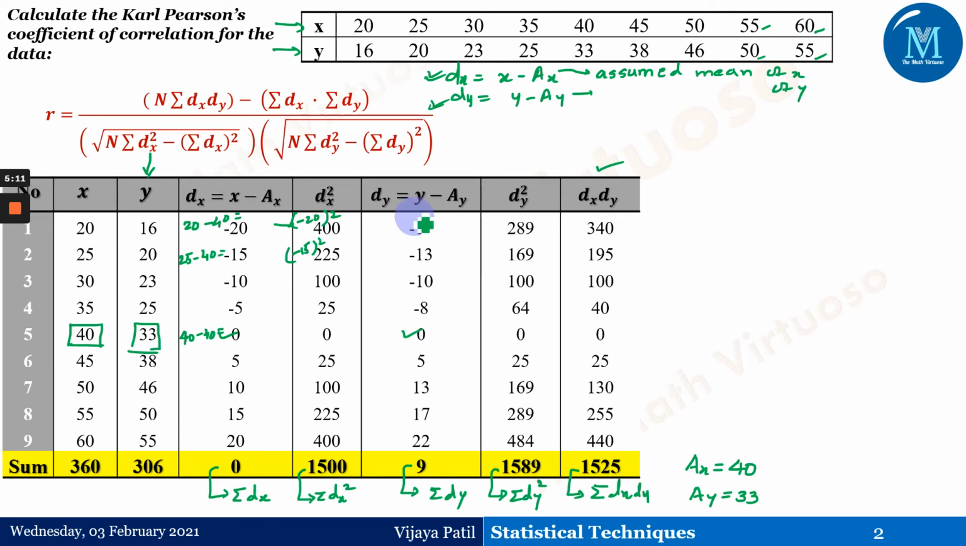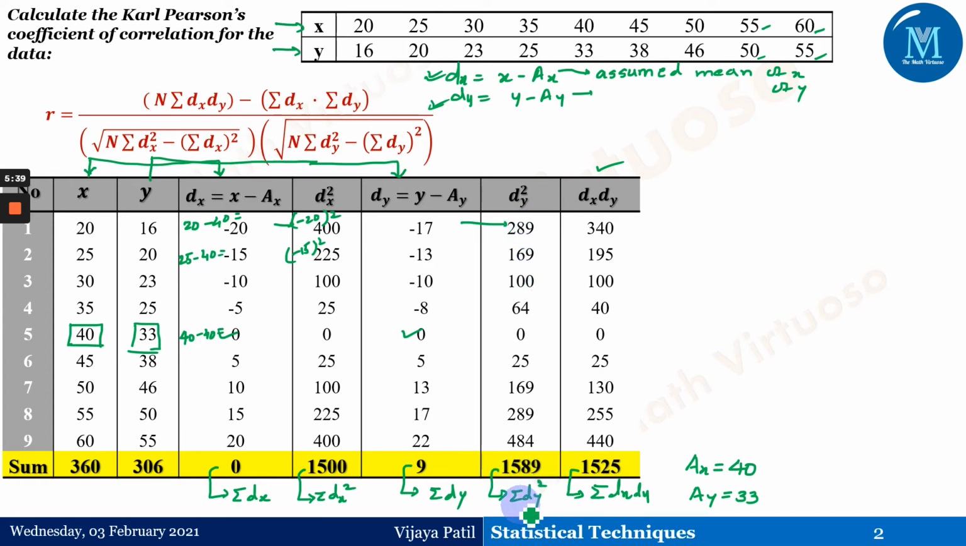So 33 minus 0. Similarly, what we have done in the column dx, the same thing we have done for the column dy along with this y. Okay, I think I showed it wrong, here it was the x. So this is the x we have taken care of here, and this y would be taken care of by this. So here, y minus ay, right? And then again immediately the square of these numbers will be coming over here, and it's 289 and so on.